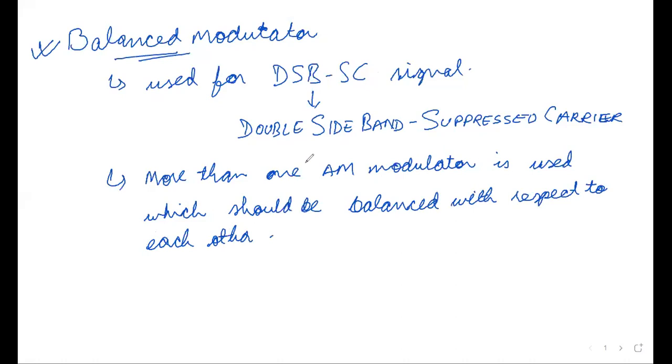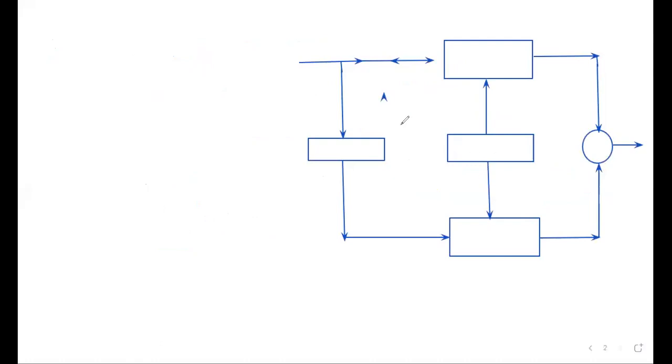Now we will see the simple block diagram of the balanced modulator, which I drew before the class. Here you can see a picture where we are applying our modulating signal x(t), and here there will be a simple AM modulator.